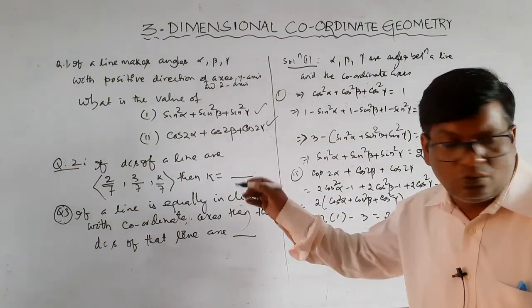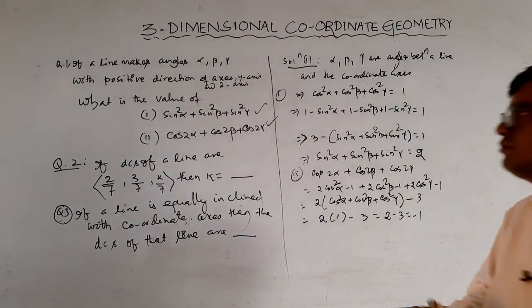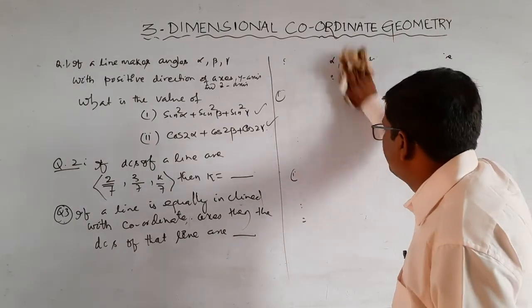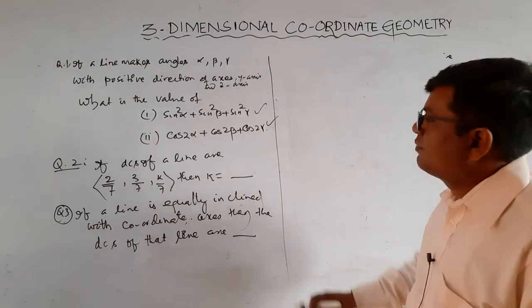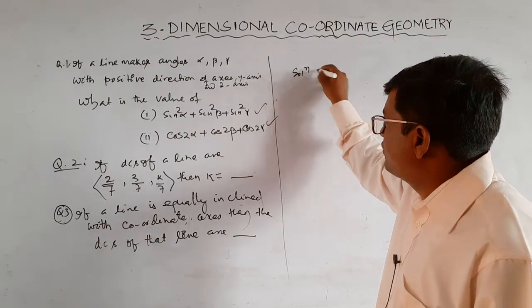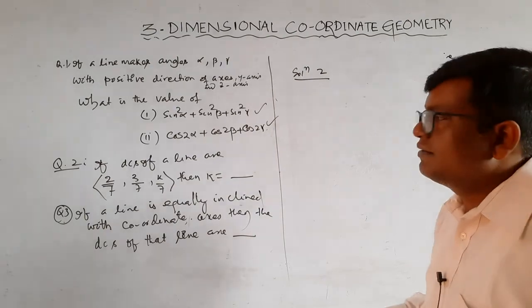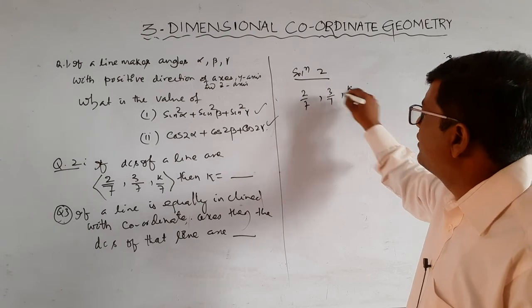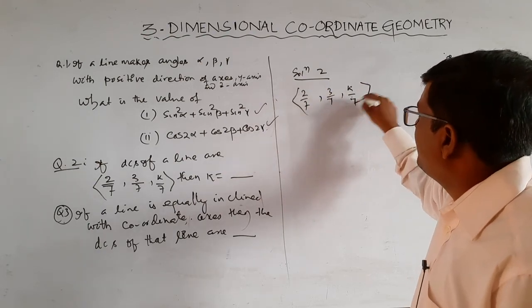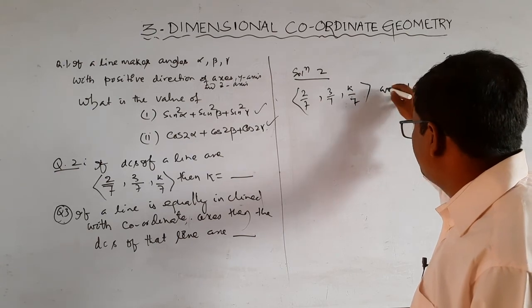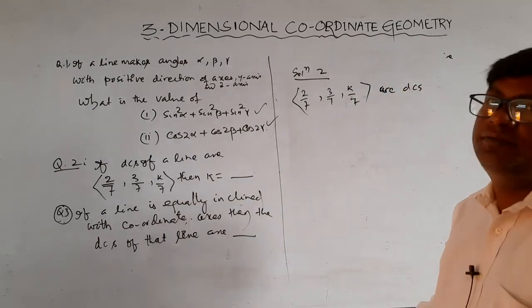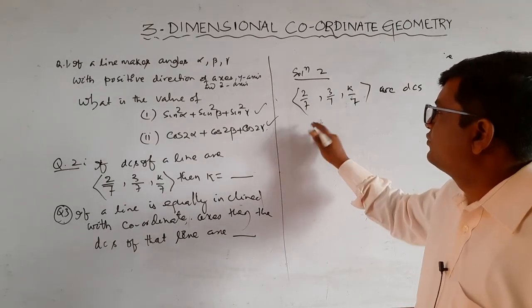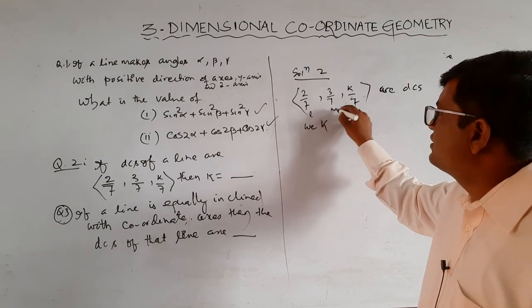Now question number 2. Solution of question number 2: 2 by 7, 3 by 7, k by 7 are DCs. So L is equal to this, M is this, and N is this.